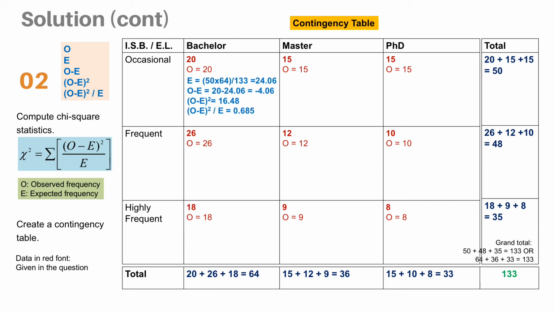So next, let's have a look at how we're going to find the value of E. Let's see the first column here. The E is given as the multiplication of 50 and 64 divided by the grand total 133, and that gives the value of E of 24.06. And then we can solve for the values of O minus E squared, and O minus E squared divided by E, because we already know what are the values of O and E.